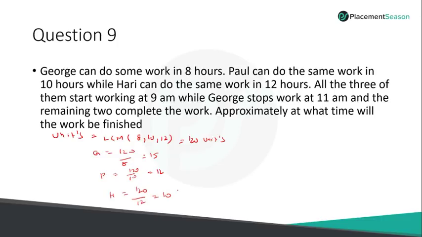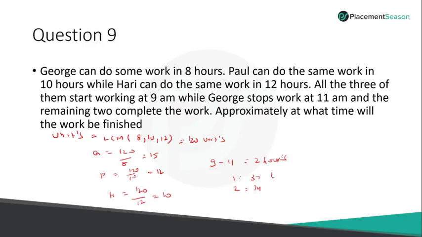So look at the next point. All the three of them start working at 9 a.m. and George stops the work at 11 a.m. Correct. So from 9 to 11, that is 2 hours they all work together. In 1 hour they can finish 37 units by adding 15 plus 12 plus 10. So in 2 hours they would have finished 74 units.